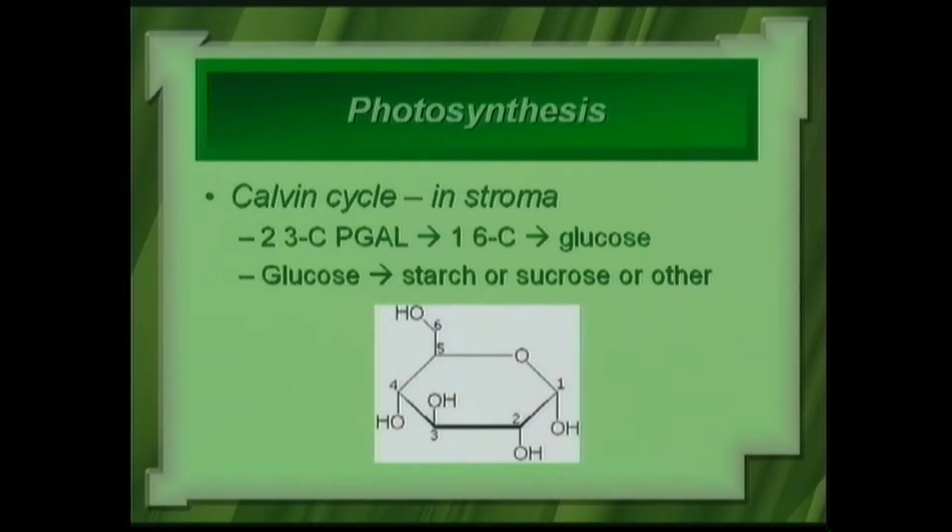So then in the cell, this glucose molecule, you can see that this is a 6-carbon sugar: 1, 2, 3, 4, 5, 6 carbons. Glucose can actually have an open chain formation or a closed chain formation. In solution, it actually goes from one form to the other pretty readily.